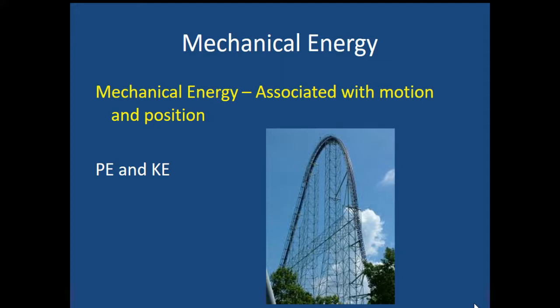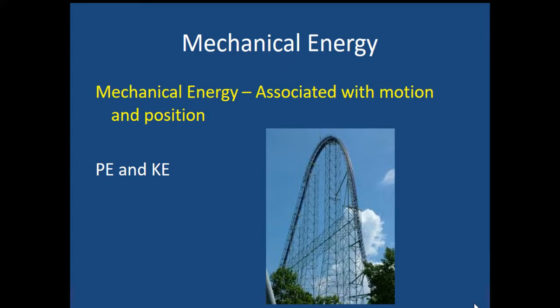Now, our first one is mechanical energy. Mechanical energy is associated with motion and position. You may notice that it contains parts of potential energy and kinetic energy. Kinetic energy is the energy of motion, and potential energy is based on an object's position or shape. So both of those combined turn into something called mechanical energy.